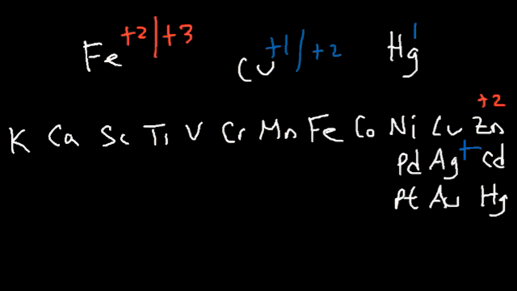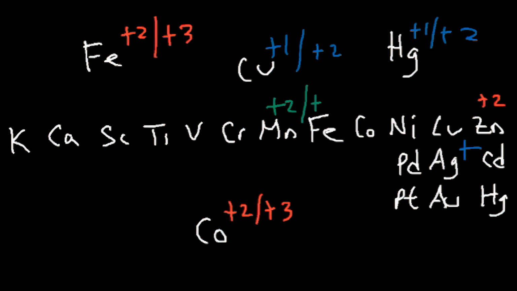So you need to know the charges of some of these ions. Cobalt is usually between +2 and +3. Manganese could vary from +2 to +7. Chromium, typically as a monatomic ion, is +2 and +3. So those are the transition metals.